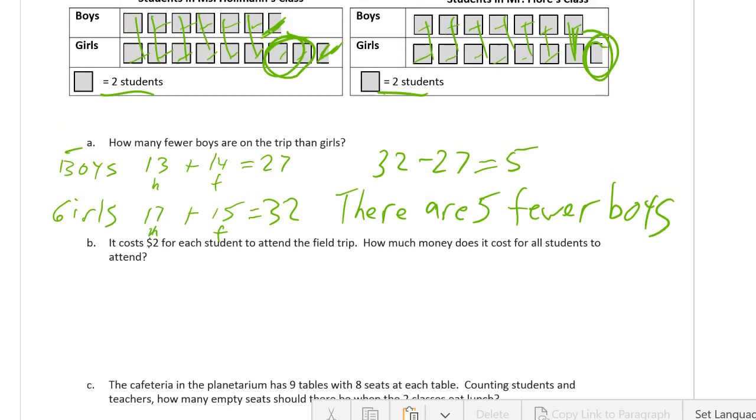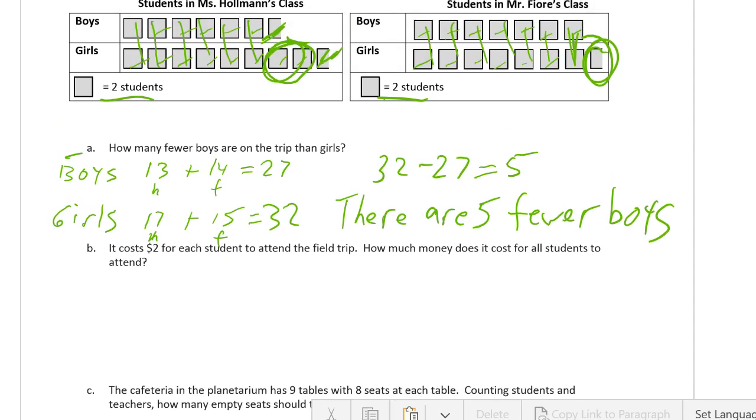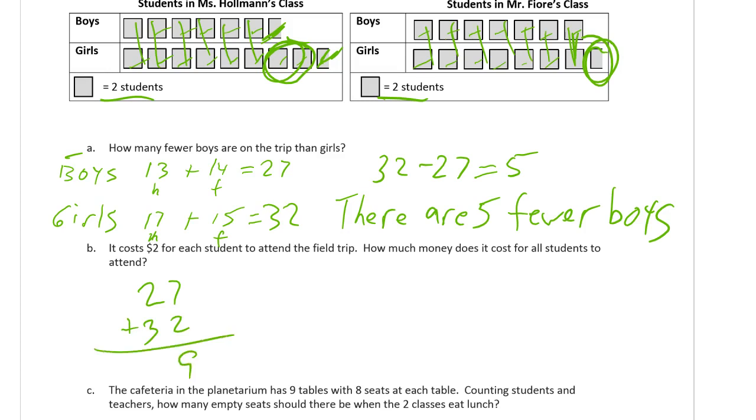So we have to figure out how many students is all students. 27 plus 32. And then we have to double it because it's $2 for each student. So 27, 32, 59. You could probably look at those numbers and do that in your head, but please just take the time to write it down and show your work.